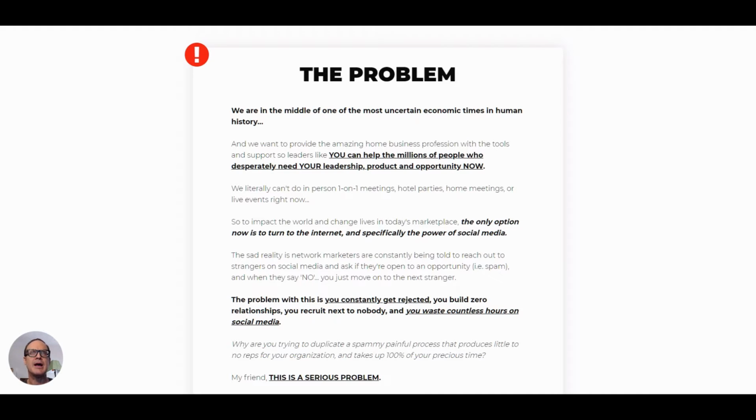That said, the sad reality is network marketers are constantly being told to reach out to strangers on social media and ask if they are open to an opportunity, i.e. spam. And when they say no, they just move on to the next stranger. The problem with this is you constantly get rejected, you build zero relationships, and recruit next to nobody, and you waste countless hours on social media. Why are you trying to duplicate a spammy, painful process that produces little to no reps for your organization and takes up 100% of your precious time? My friend, this is a serious problem.